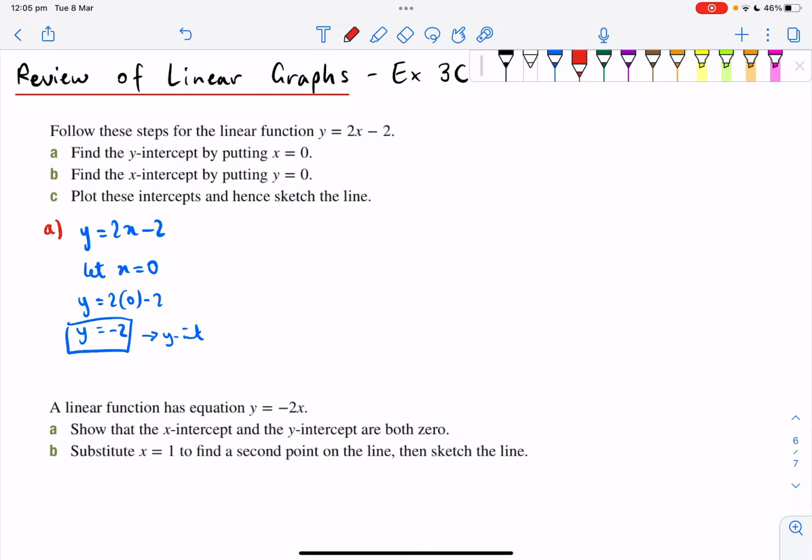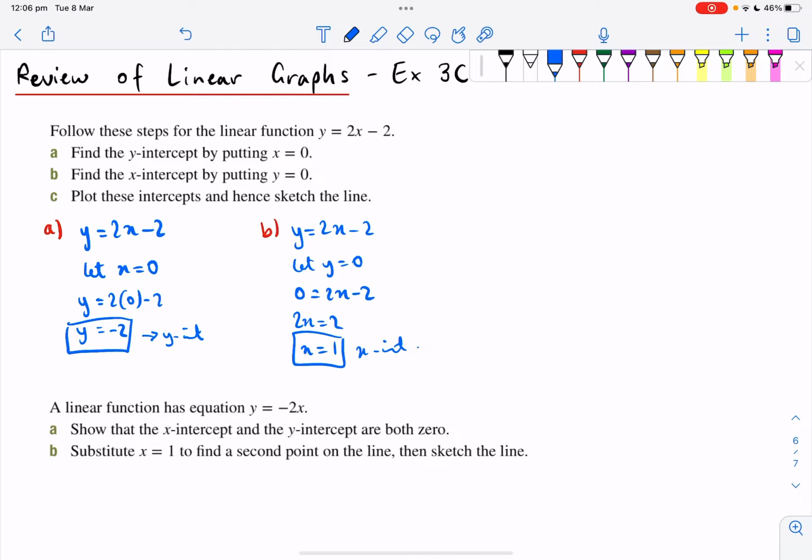And then the second question is letting y equals 0 to find the x-intercept. So we're going to say let y equals 0. We have 0 equals 2x minus 2, 2x equals 2, and x equals 1. So this is the x-intercept.